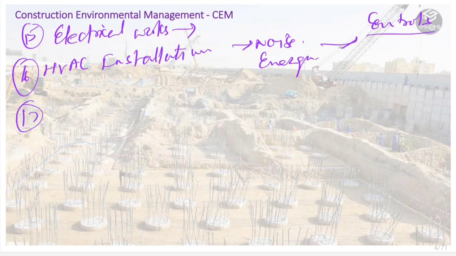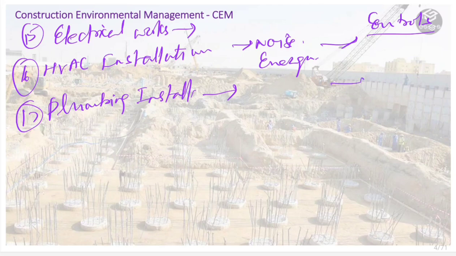Next activity is plumbing installations. In this, environmental impacts are increased water use, and there is a potential for contamination if materials are not handled properly. And in the controls, we can say implement water efficient fixtures and use proper disposal of the waste material during installation.